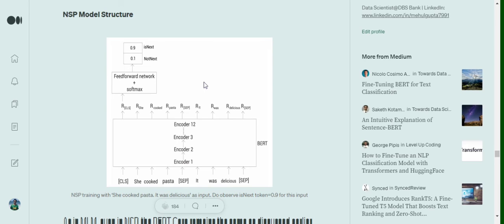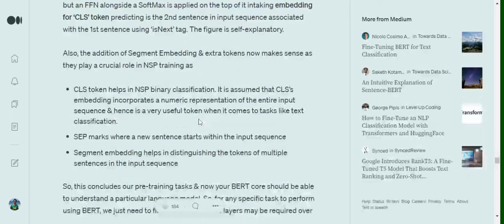If you remember, in case of MLM, we were applying the softmax plus feed forward network on the masked tokens' embedding. Now in case of NSP, we are applying this softmax plus feed forward to the first token, that is the CLS token. So it's the CLS token that is helping us to determine whether the second sentence in the input is associated with the first sentence or not.